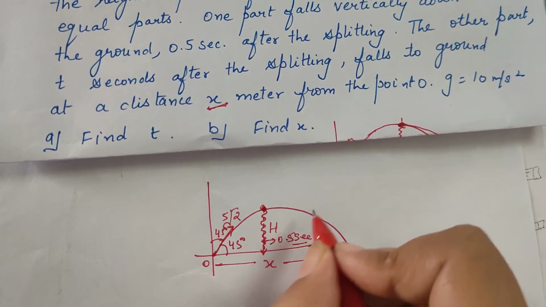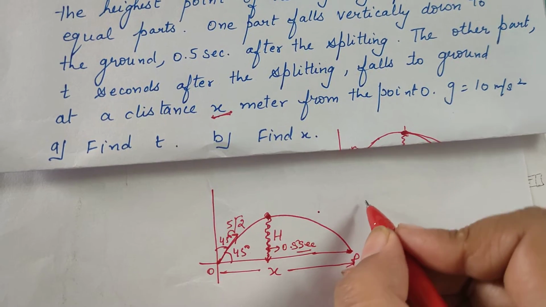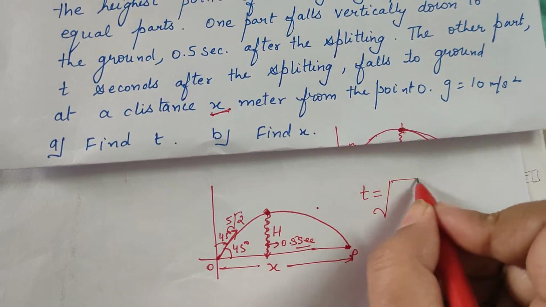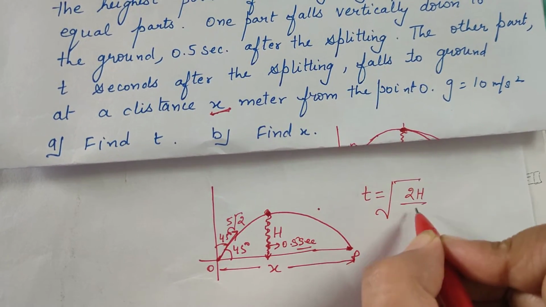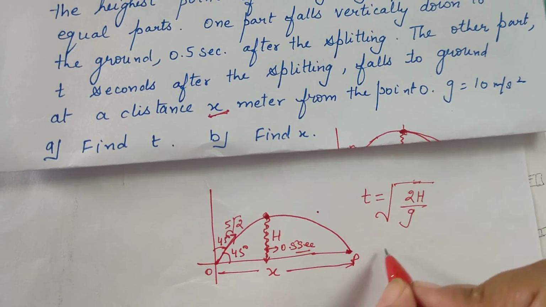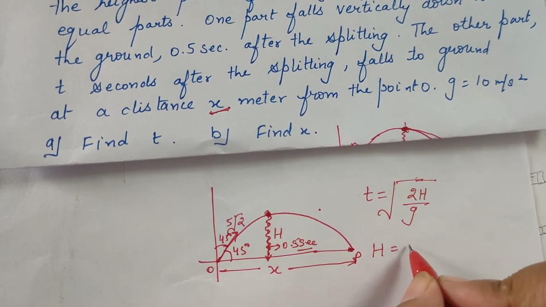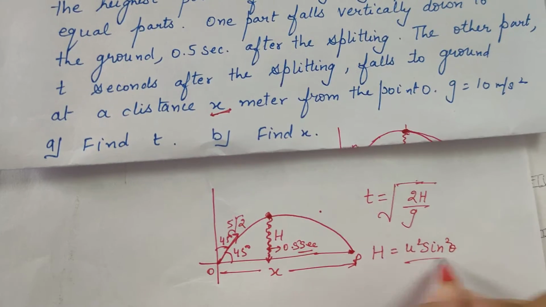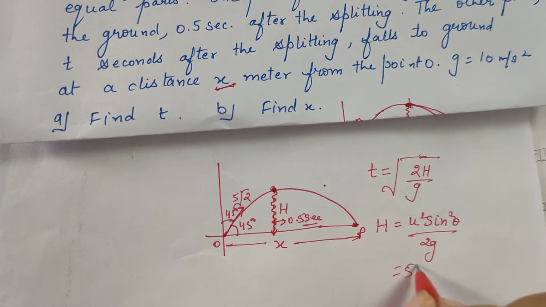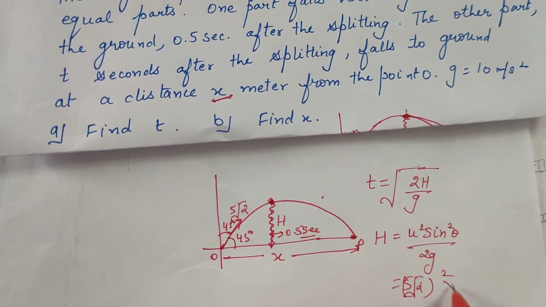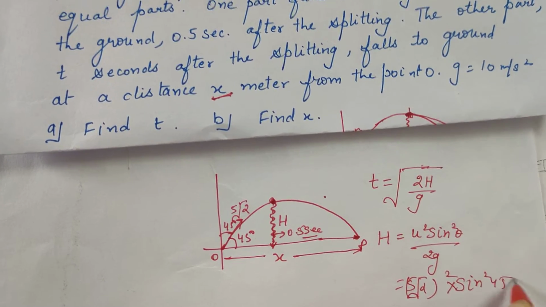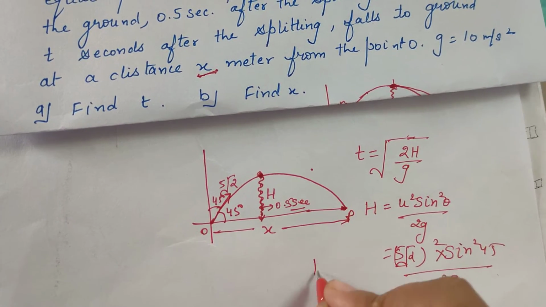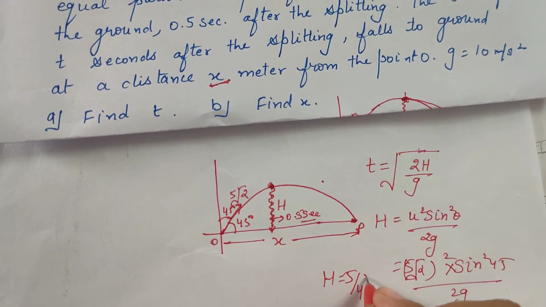But still, if you want to calculate the time period, then we can use this formula: T is equal to root of 2h by g, where h is the maximum height. So how do we calculate the maximum height achieved by the projectile? That is u square sine square theta by 2g. u is 5 root 2 whole square and sine square 45. If you put all the values and calculate, you are going to get h as 5 by 4 meter.